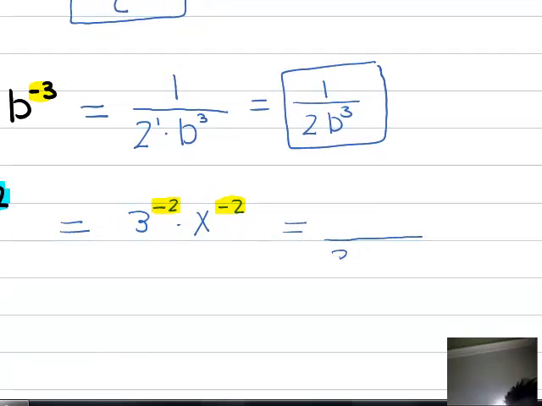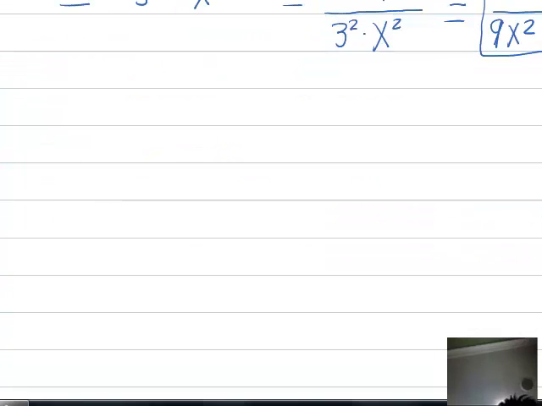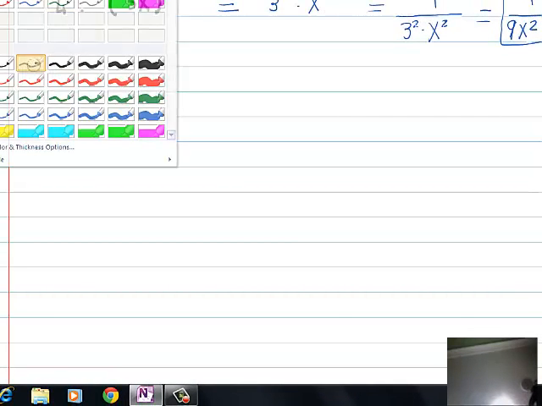So 3 squared goes down, x goes down, 1 stays on top. Clean this up a little bit: 1 over 9x squared. All right, so put a box, and there you go. If you need to watch it again, you just pause or rewind, and that will enable you to watch the problems again. Okay, I'm going to go ahead and do another example with you so that you can see.